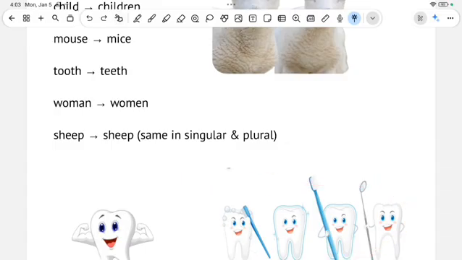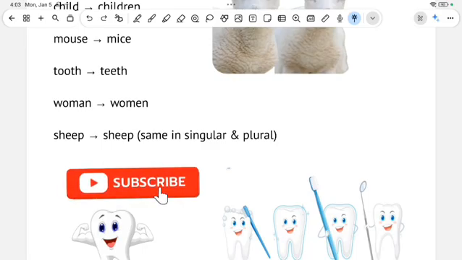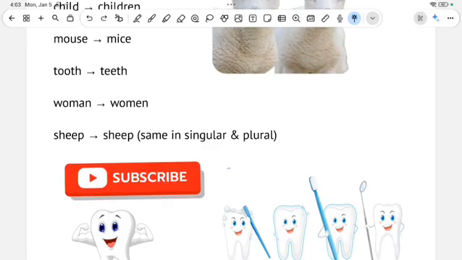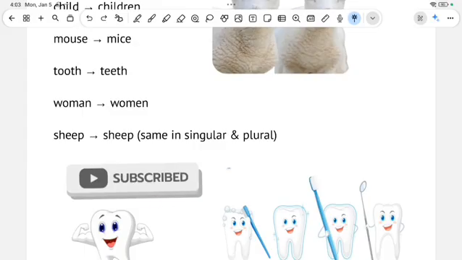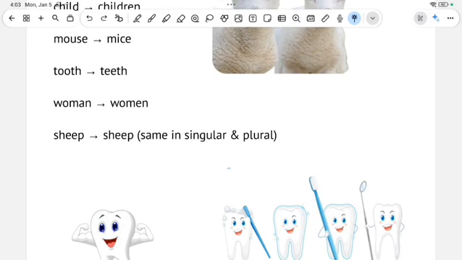Okay, so if you have any pain in a tooth, then what will you say? You will say I have toothache. But if you have pain in more than one tooth, then what will you say? Teethache. Okay, basically. So woman and women: if there is one woman, then you will say woman, and if there is more than one woman, then you will say women.